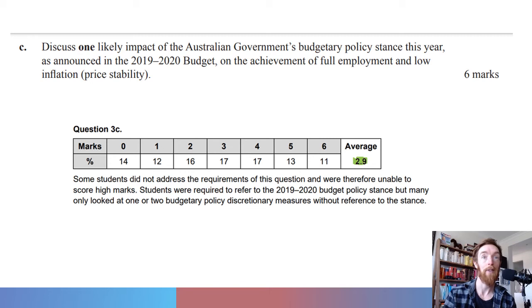Some students were required to refer to the 2019-2020 budgetary policy stance, but many just looked at some discretionary measures without reference to the stance. So the stance being expansionary or contractionary, you need to be able to say that, and a lot of people miss out on that. So let's look into a sample answer that I wrote up this morning.